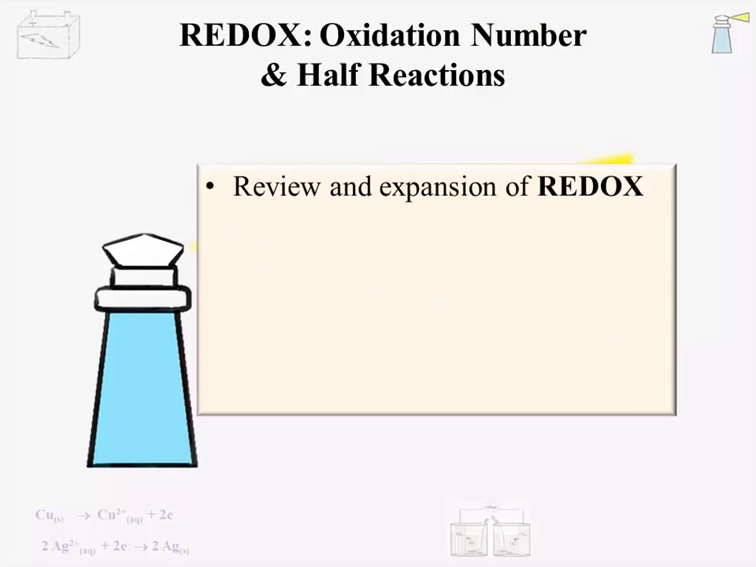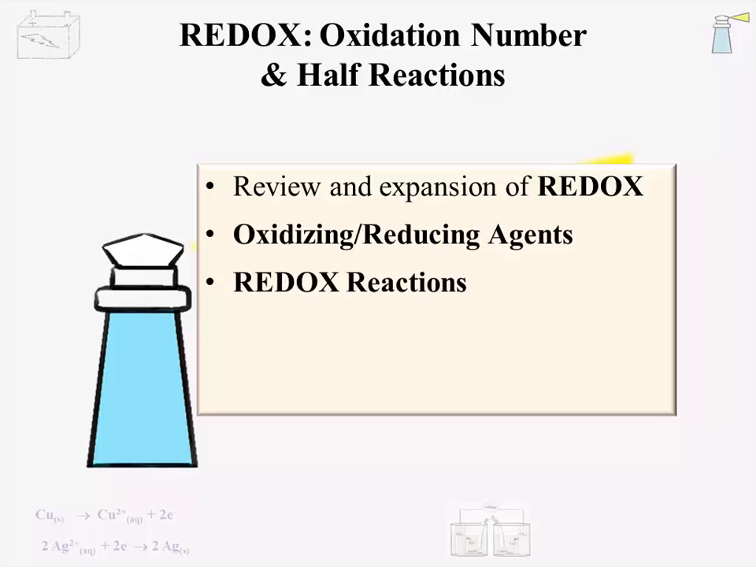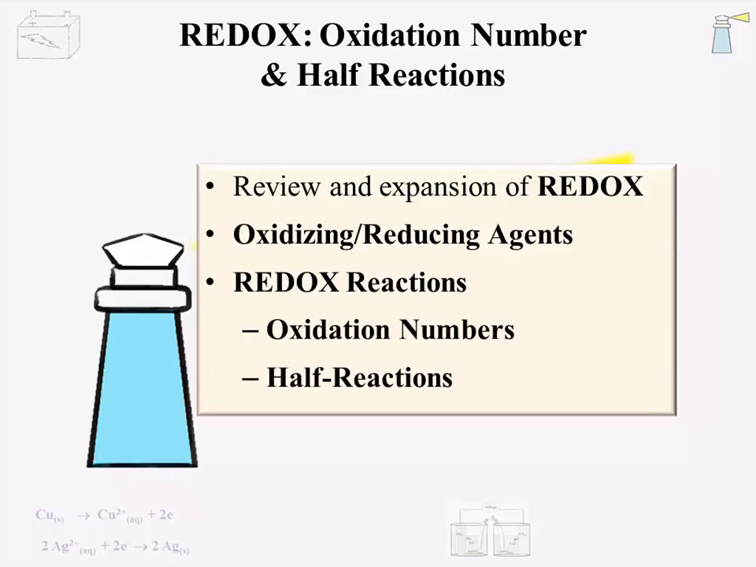Using what was covered in the chemical reactions lecture, a review and expansion on what is meant by redox reaction is given. That leads to an introduction of oxidizing and reducing agents. Then it is on to a deeper discussion of redox reactions, including oxidation numbers and half reactions. The next lecture in this series combines these two last topics and develops a process for solving full redox reactions. Not all students will need that level of understanding, so be aware of what is expected of you.